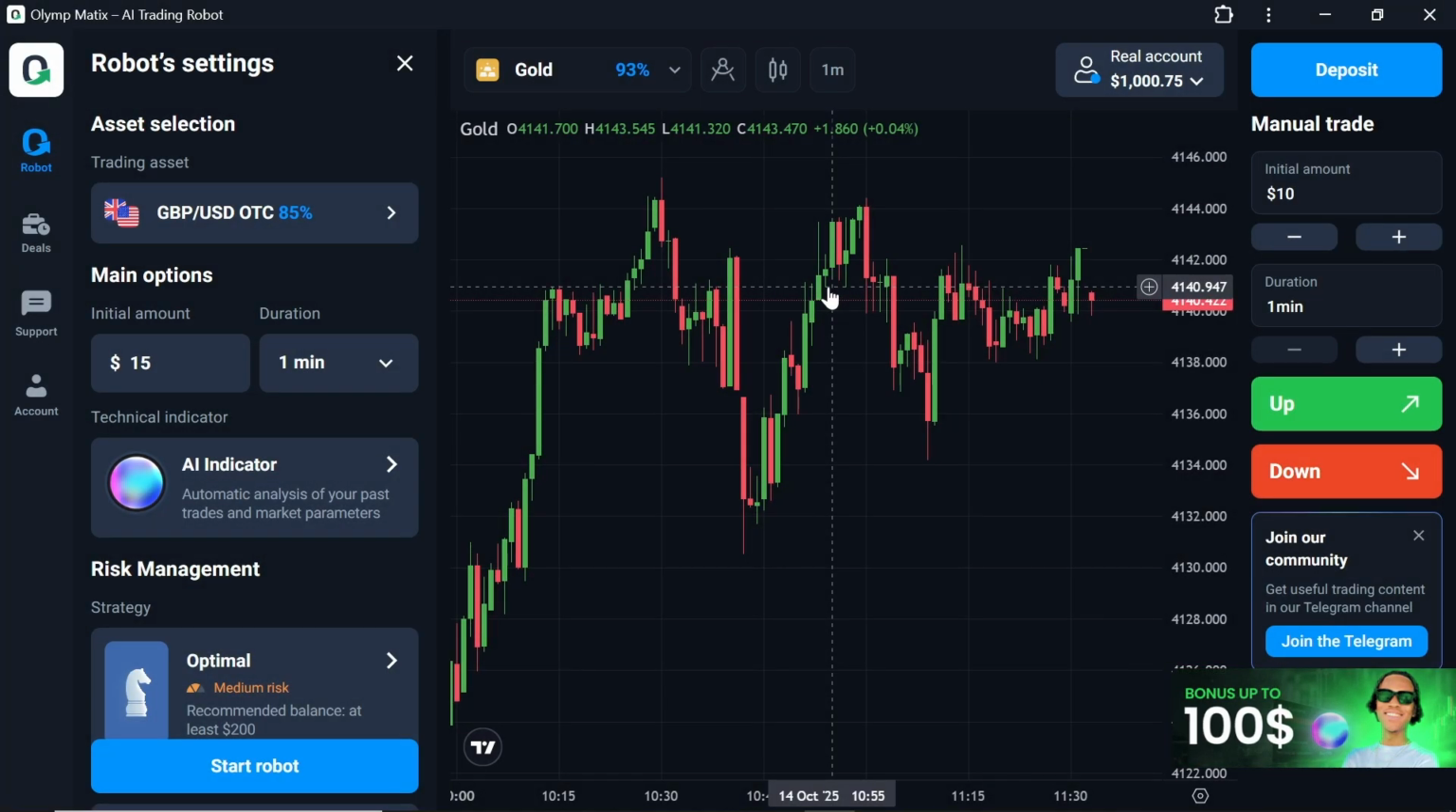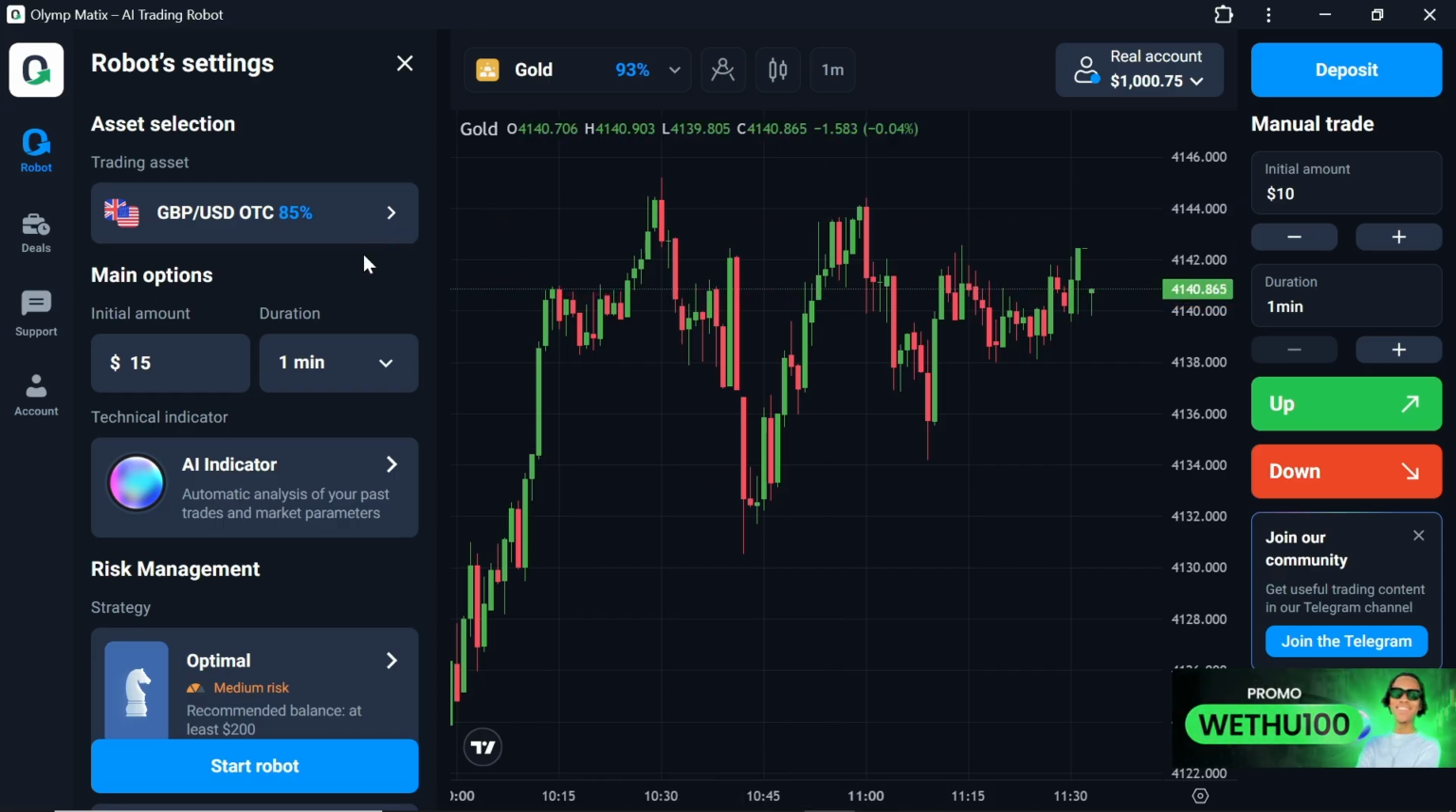Alright guys, so now it's time for us to set up the RSI with the robots to trade gold. So right, when you log in on your Olymp Matix platform, you're gonna find the robot settings on the left-hand side.